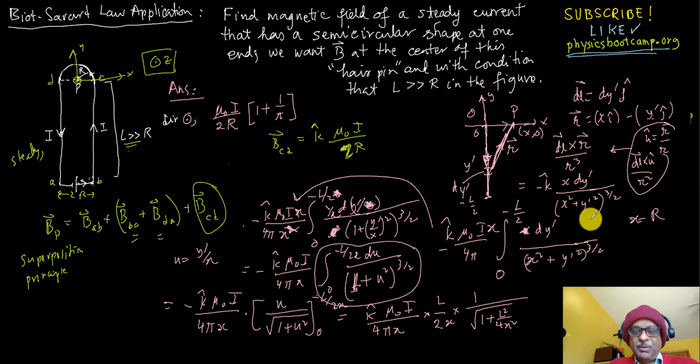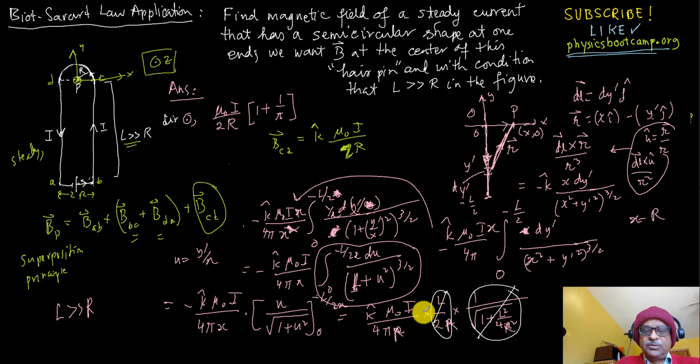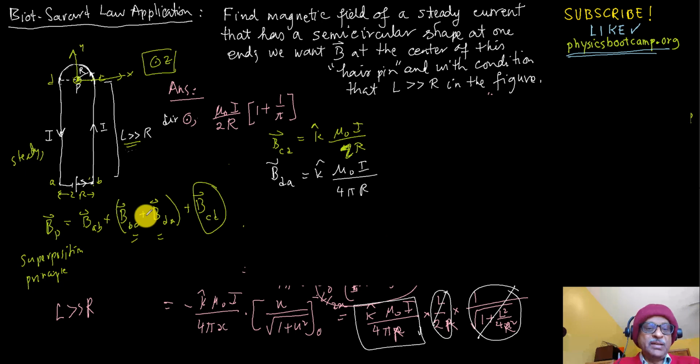Now we have L much greater than R, right? So these are all R's. This is R, this is R. So this quantity will come out, right? And this will dominate, and this thing and this thing will actually cancel out. So this is what I got. So this will be all that will be left. All right. Okay, so we got the dA.